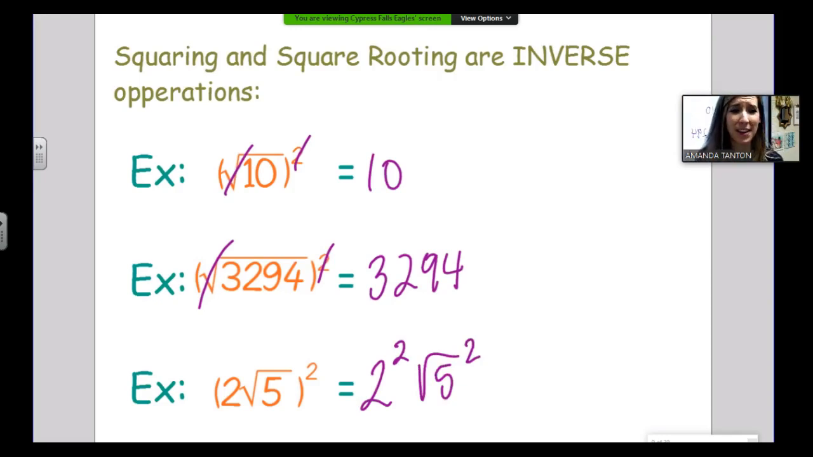And you're probably surprised. You're like, Ms. Tan, that problem's really easy. But some of you will miss it, so I want you to write that one down in your notes if you want. You have to square the 2 and the root 5. Anything in parentheses needs to get squared.